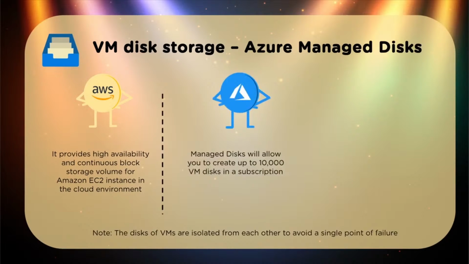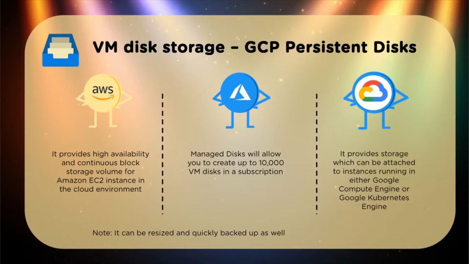Azure Managed Disk is a virtual hard disk. You can think of it like a physical disk in an on-premises server but virtualized. These managed disks allow the users to create up to 10,000 VM disks in a single subscription. Persistent storage is a data storage device that retains data after power to the device is shut off. Google Persistent Disk is durable and high-performance block storage for GCP. Persistent Disk provides storage which can be attached to instances running in either Google Compute Engine or Kubernetes Engine.